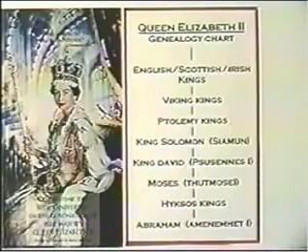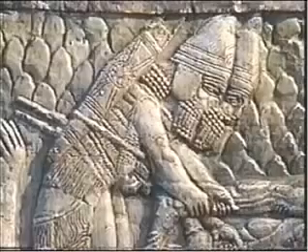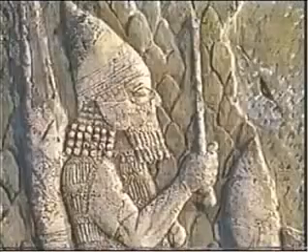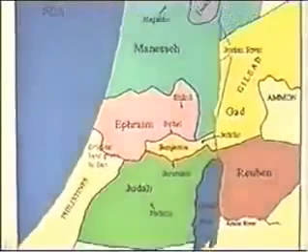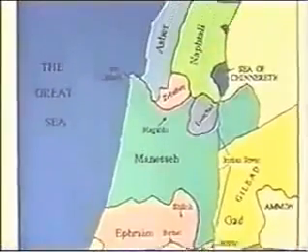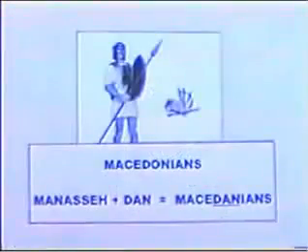How on earth did the Hebrew throne of ancient Egypt and Canaan end up in Great Britain under Queen Elizabeth II? Historically, a series of powerful invaders, the Philistines, Assyrians, Babylonians, and Persians, conquered the land of Canaan, which the Hebrews called Israel. The Hebrew tribes of Manasseh and Dan joined forces and became the Macedonians. They fled to Greece with their gold and their riches.